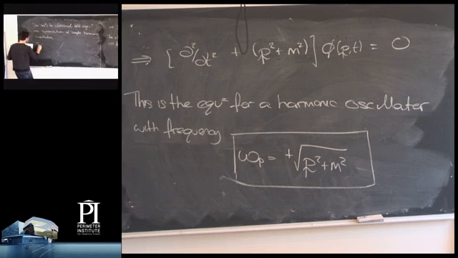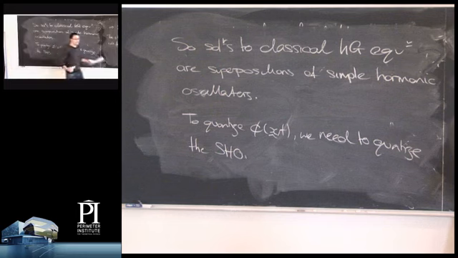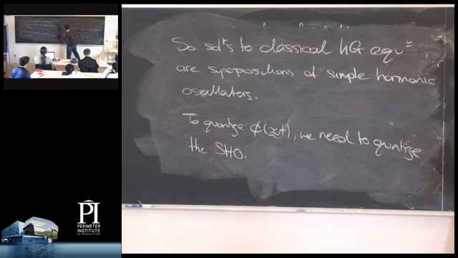So to quantize phi of x, we need to quantize harmonic oscillators. But we can all do that, right? That's fairly straightforward. So what I'm going to do in the last 5 minutes is something very boring.